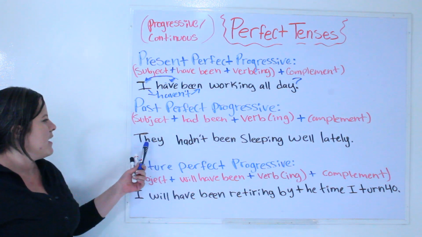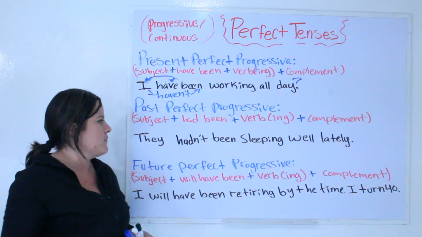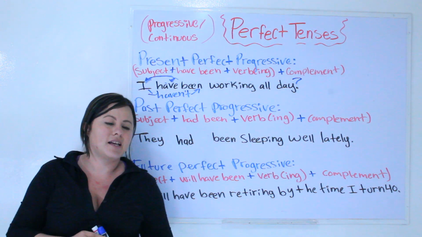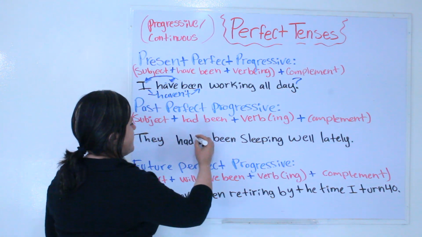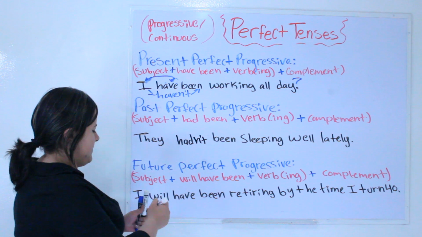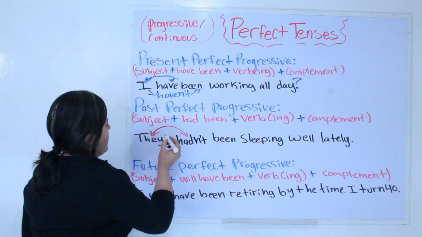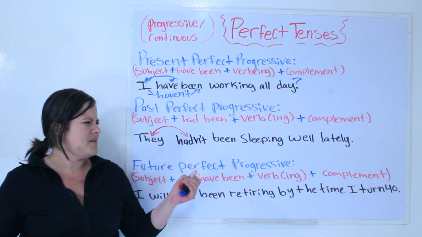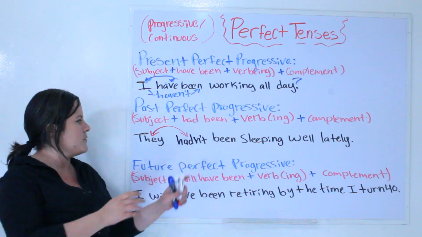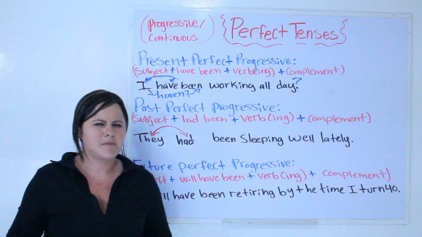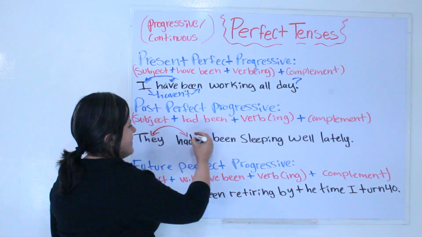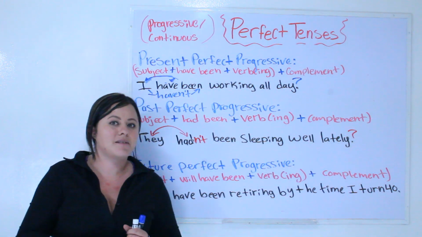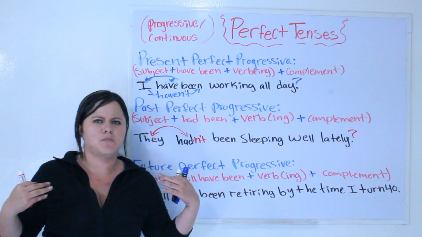Now, the next one. They hadn't been sleeping well lately. And what if they had? This is the affirmative form. They had been sleeping well lately. And if we want to ask a question, we would simply, again, swap. Hadn't they? A negative question is like surprised. Wow, hadn't they been sleeping well lately? But if you don't use this, then it's no surprise. Had they been sleeping well lately? And if you say hadn't, then that denotes surprise. So we have negative questions too, but remember, negative questions are like surprised.